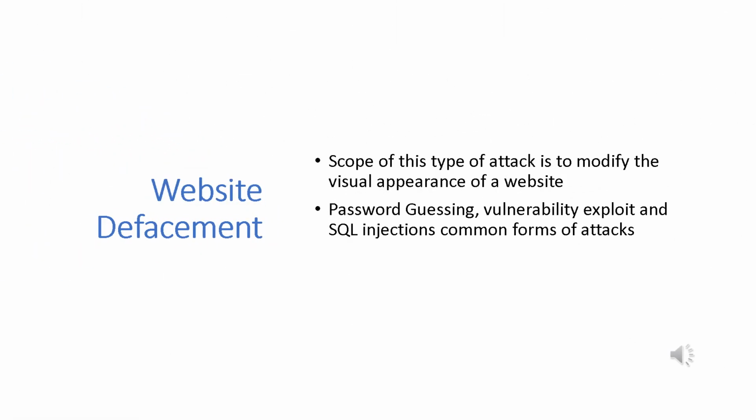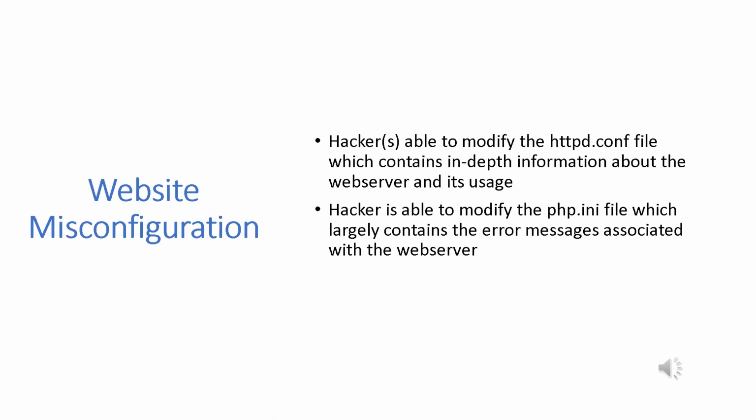Website defacement. The scope of this type of attack is to modify the visual appearance of a website. Password guessing, vulnerability exploit, and SQL injection are common forms of attacks. Website misconfiguration. Hackers are able to modify the httpd.conf file, which contains in-depth information about the web server and its usage. A hacker is also able to modify the php.ini file, which largely contains the error messages associated with the web server.